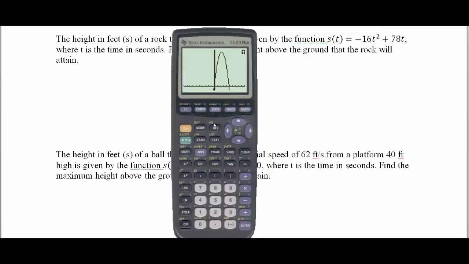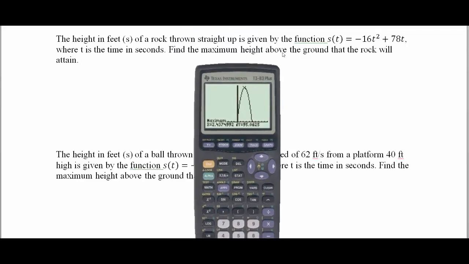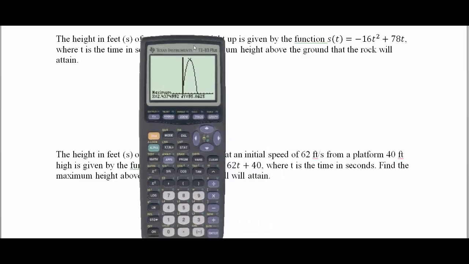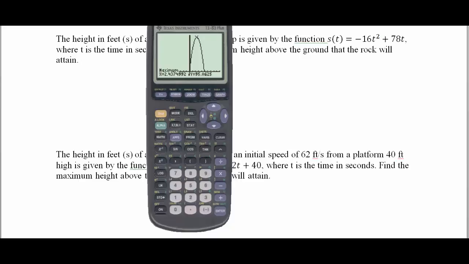Now I am going to use the second trace command, and I'm going to find its maximum. I go on my left bound, kind of close to the top of the parabola, hit enter, and then on my right bound, hit enter again. Take my cursor back to the middle, and again it should be about 2.44 seconds at its maximum, and a y of 95.6 at its height. So with the question asking to find the maximum height, we want the 95.6 feet into the air. So that is a good physics problem.